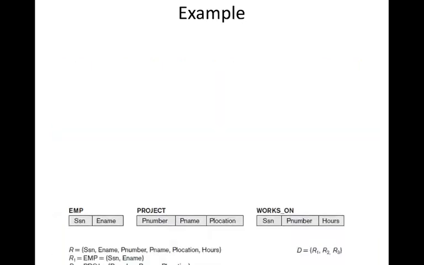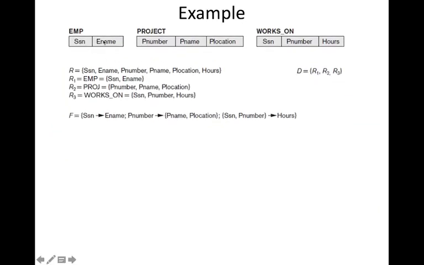So in this example, we have SSN project, and we have decomposed it into three relations, R1, R2, R3. This is a universal relation with all the attributes, and this is the decomposition R1, R2, R3. Then this is the set of functional dependencies F. So this is the input. Now we have to check whether this decomposition satisfies the lossless join property or not.